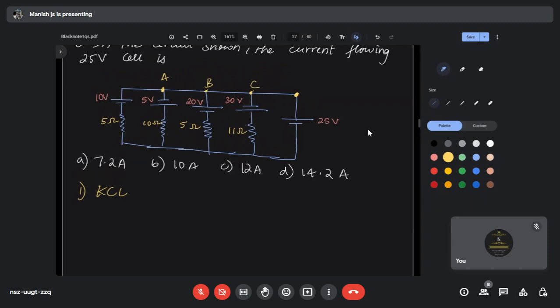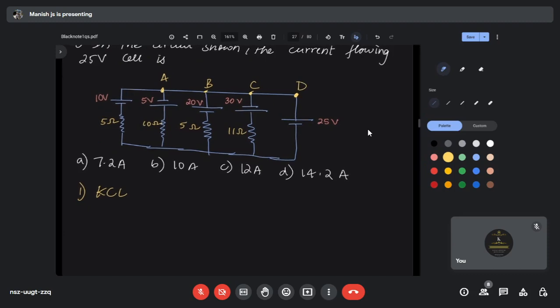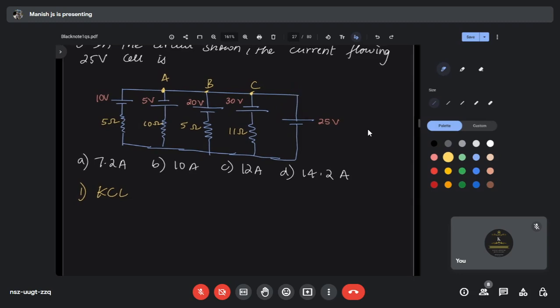Now can I call this a node? I have marked A, B, C. Can I put D here? Is this also a node? No sir. No, why? Because sir, there is only one joining. Yeah, you don't have three components coming and meeting there. Okay, yes. So that is not a node. So D will go here next. So this is D, E, and finally this part is F.